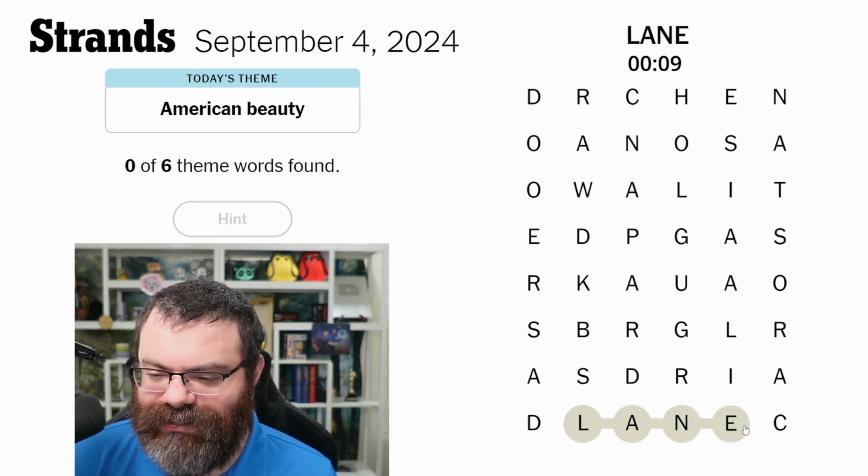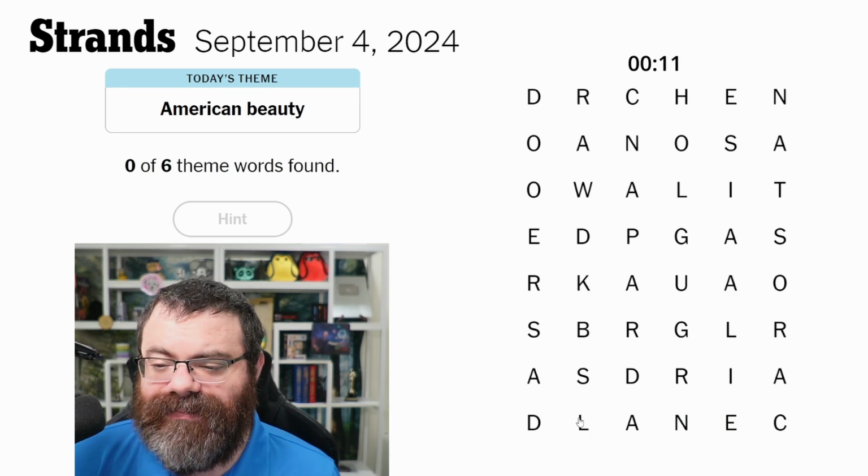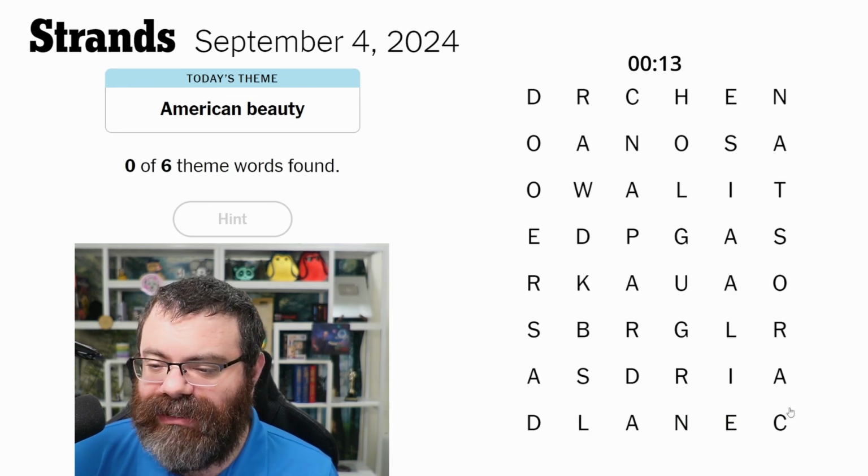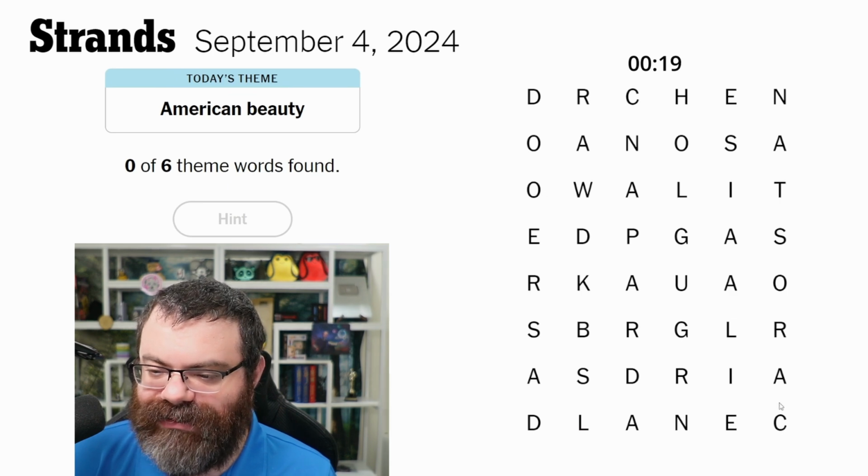Delaney, clearly. This is Lane. Are these like, I don't know, could these be like the national parks? That's what comes to mind when I think of American Beauty, other than the movie. I'm not sure I see that, but let's just look around the edges here, see if we see anything that might help.